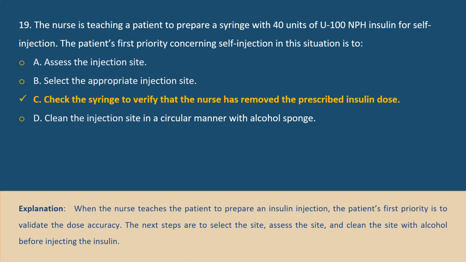Answer C. Explanation. When the nurse teaches the patient to prepare an insulin injection, the patient's first priority is to validate the dose accuracy. The next steps are to select the site, assess the site, and clean the site with alcohol before injecting the insulin.